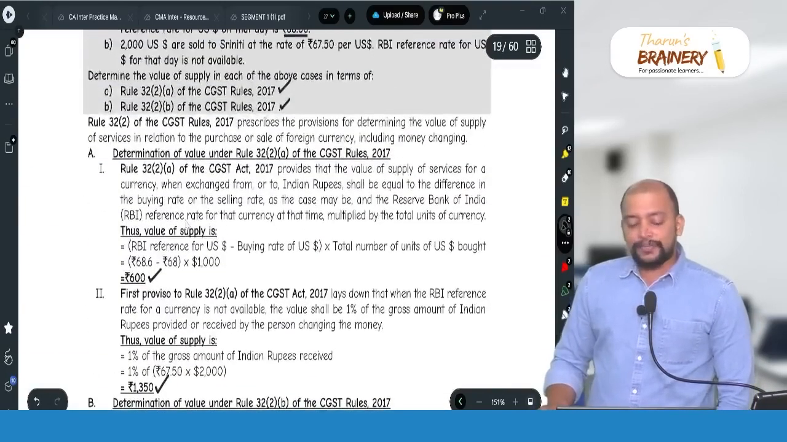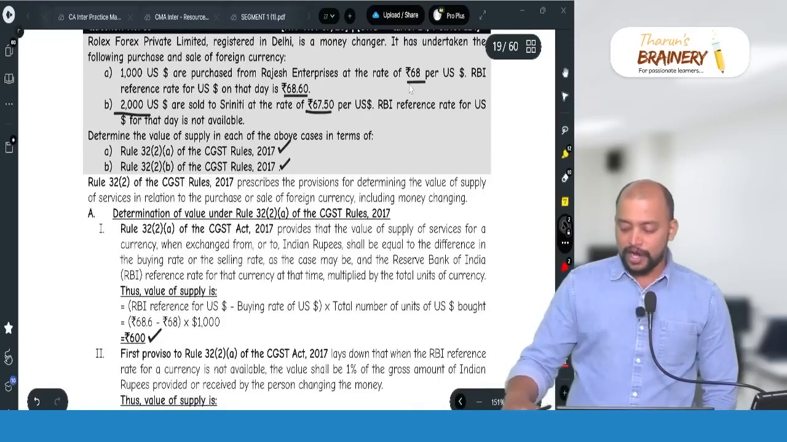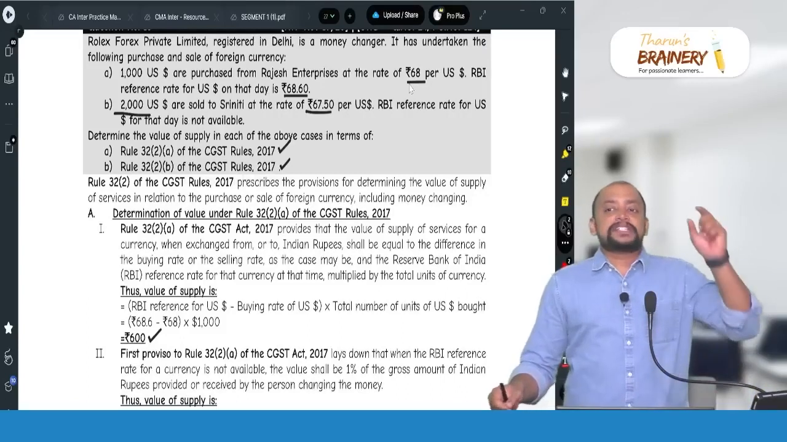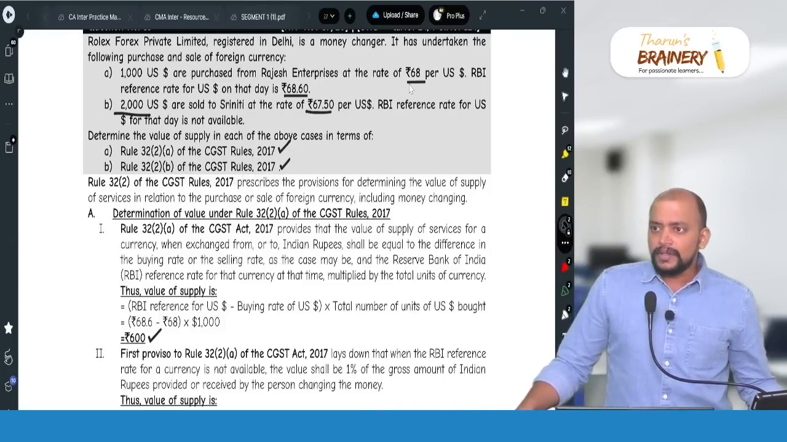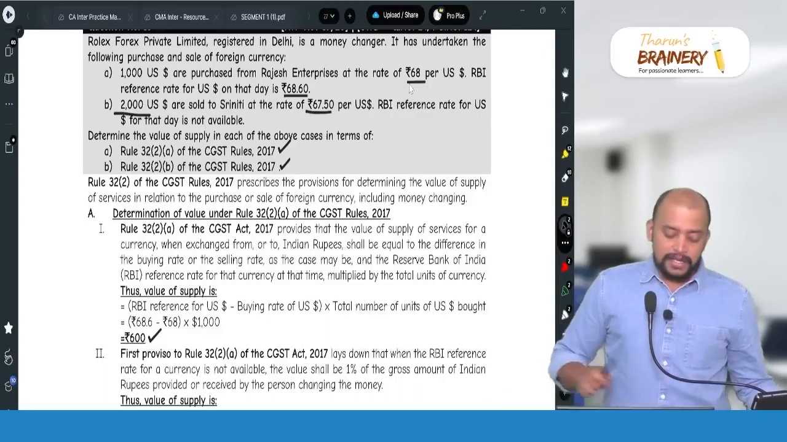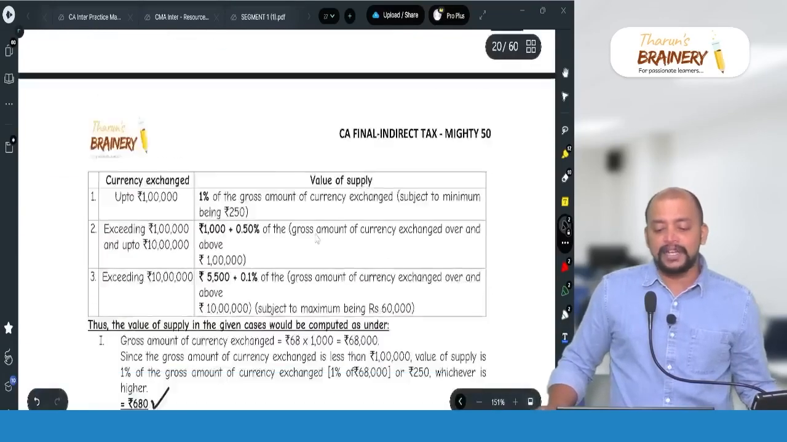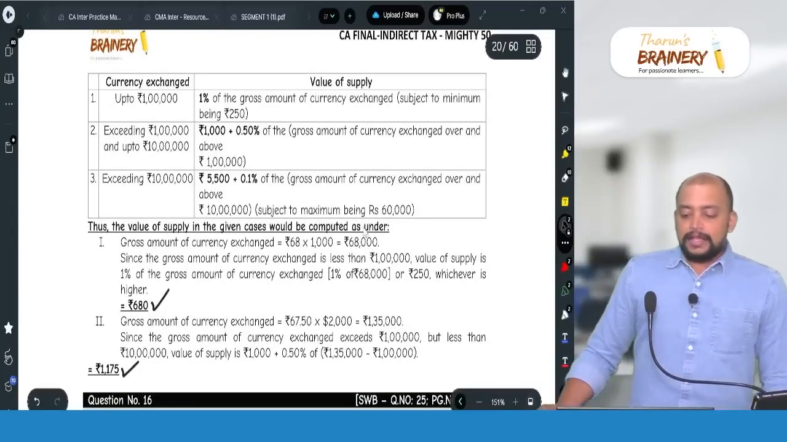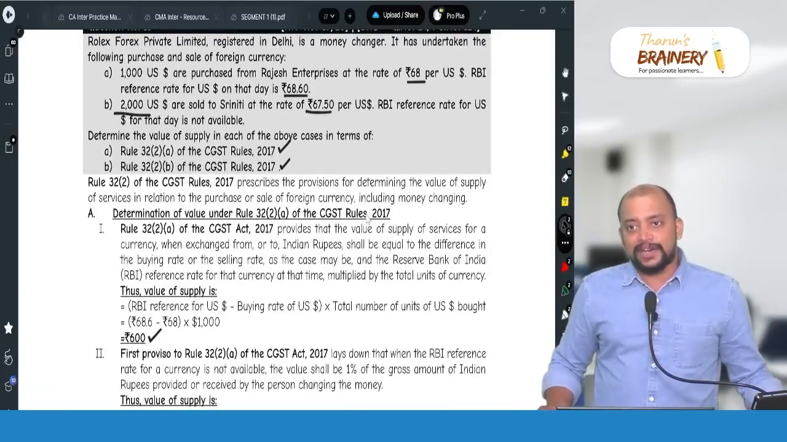Whereas in case of second one, $2000 and 67.5 per dollar, gross amount in Indian rupees, 2000 into 67.5, 1,35,000. For first 1 lakh, it is 1000 rupees. For remaining 35,000, it will be 0.5%. Therefore, 35,000 into 0.5%, 175. 175 plus 1000, 1175 will be taken as the value as per 32.2B. But in case of 32.2A and 32.2B, option once decided will remain throughout the financial year.